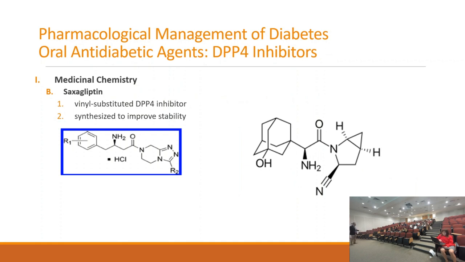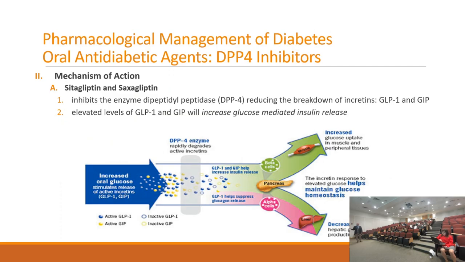So again, relating some of the medicinal chemistry to the pharmacokinetic parameters of the drug. Now, how do these drugs work? As I've already alluded to, they inhibit the DPP4 enzyme. So they help to boost naturally occurring levels of our incretin hormones in the body.